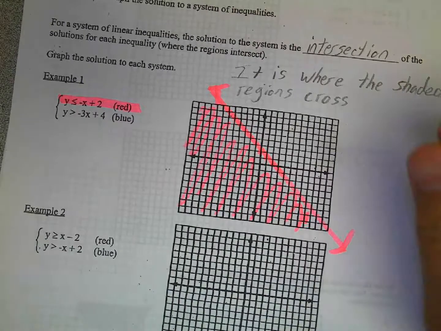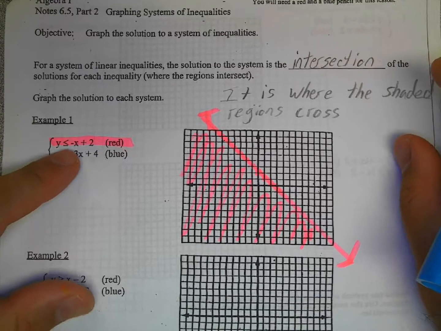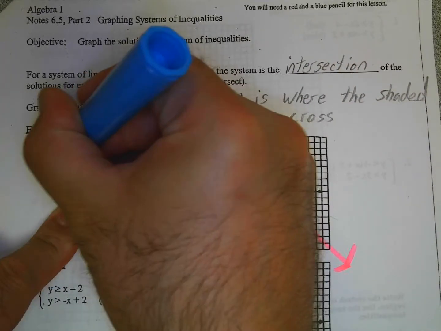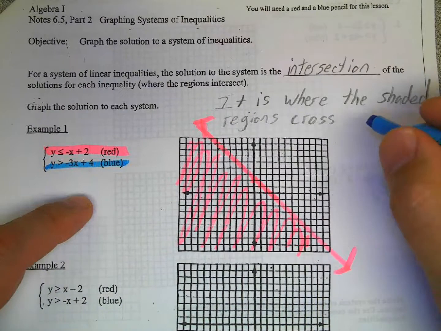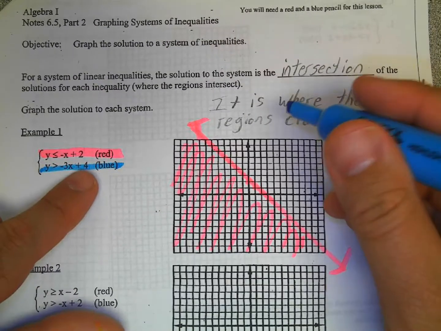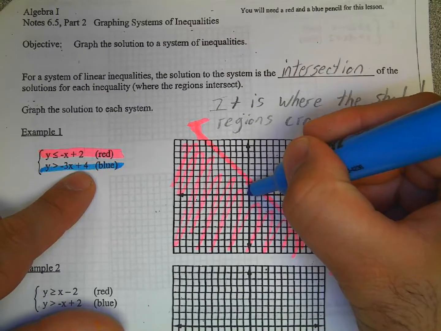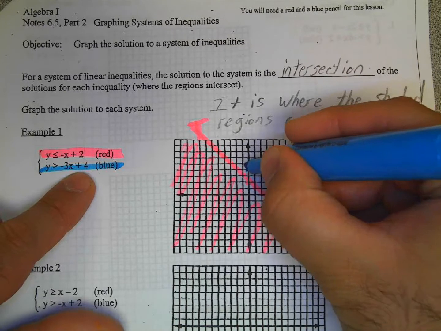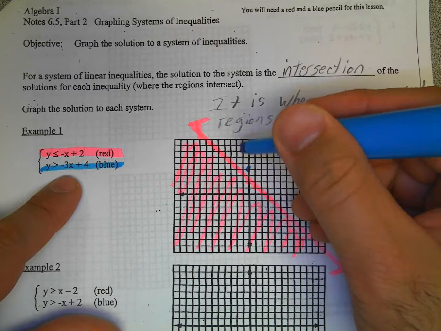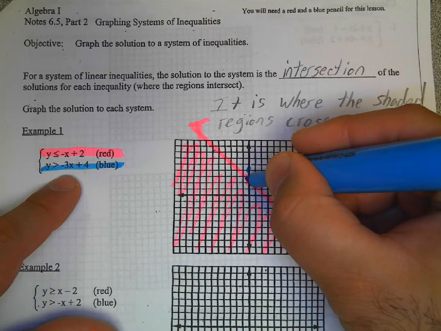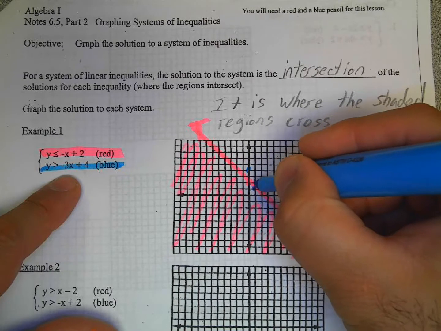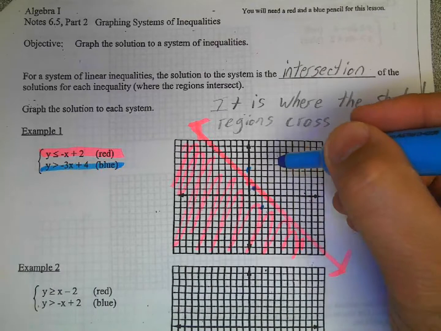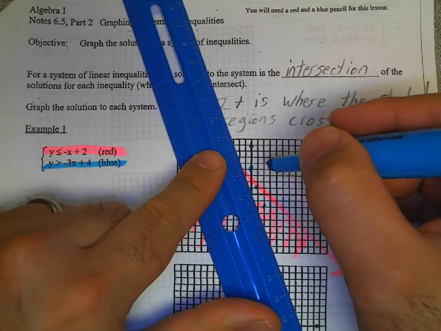Now, with systems of linear inequalities, it just means we've got 2 on the same graph. So now I'm going to do the blue one. I'm going to start off at positive 4. So 1, 2, 3, 4. There I am at 4, and I'm going to go down 3. 1, 2, 3 over 1. Down 3, 1, 2, 3 over 1. And I can plot my graph.